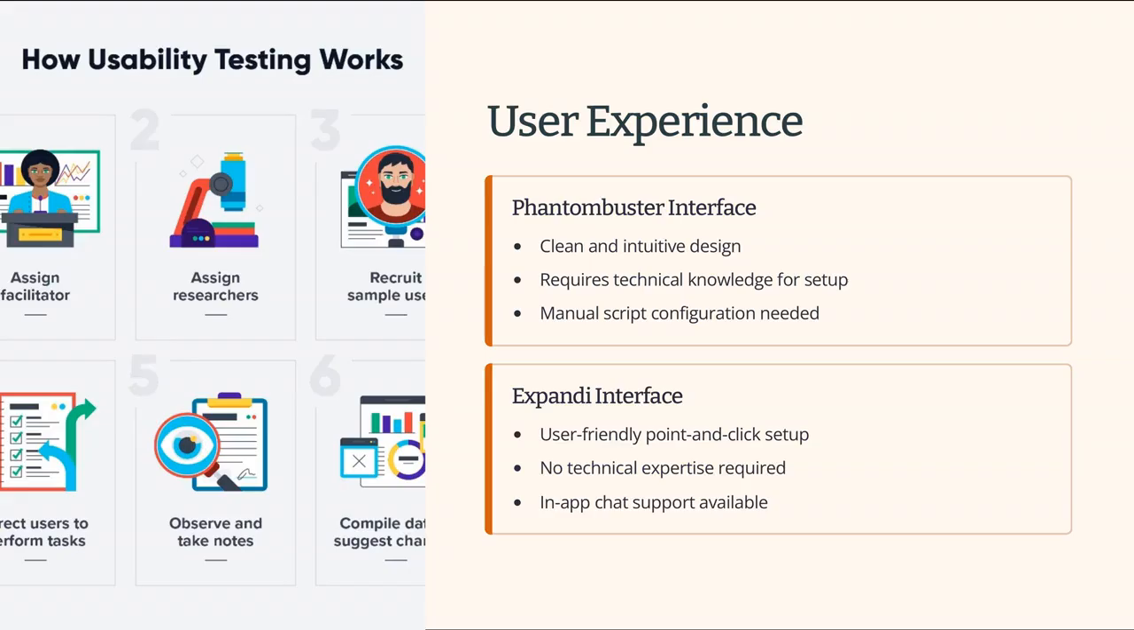Now, let's talk about integrations. PhantomBuster supports integration with Google Sheets and Zapier, which allows you to connect with hundreds of other apps. Expandi, on the other hand, integrates directly with popular CRM systems like HubSpot, Salesforce, and Pipedrive, making it a better choice if you are heavily reliant on these platforms for your marketing efforts.